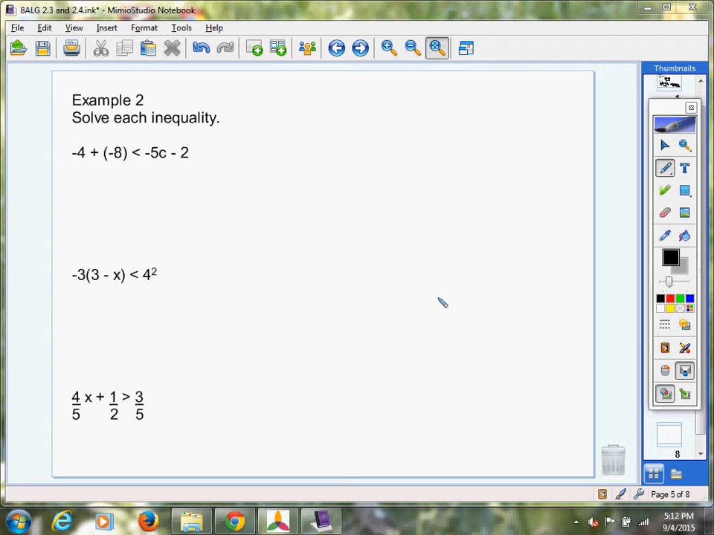We're doing multi-step inequalities. We've been doing one-step and two-step inequalities, and we're just getting a little bit deeper. We're digging deeper into this. All right, let's take a look.